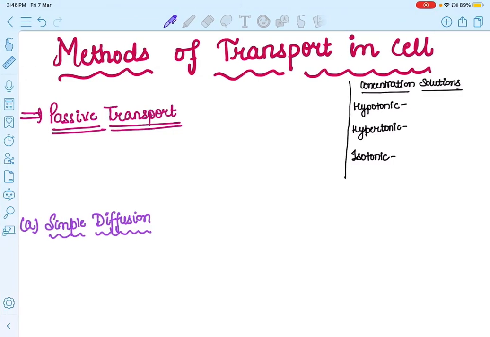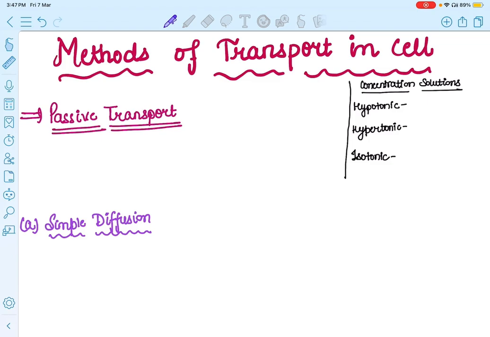This is the second part of question number 4 of genetics, that is the properties and functions of the cell membrane and the types of transport across the cell membrane. Now we are going to cover the methods of transport in the cell. Before covering that topic, we have to consider a short reminder about the concentration solutions.